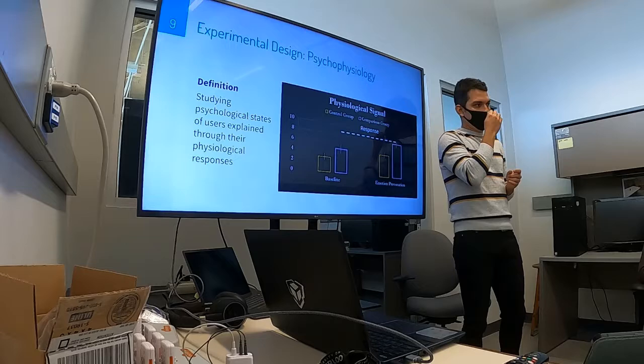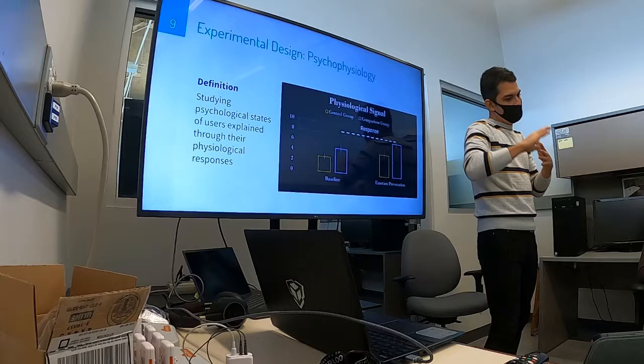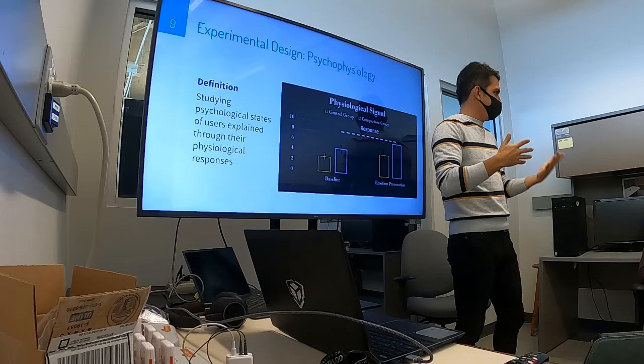That would be intra-subject variability. It's a little bit more complicated because the same person, when you record signals this morning, and then she comes back in the afternoon and I record the same signal, you can have a lot of different signals, even if the experiment was the same. So that's a little bit more complicated to balance, counterbalance.